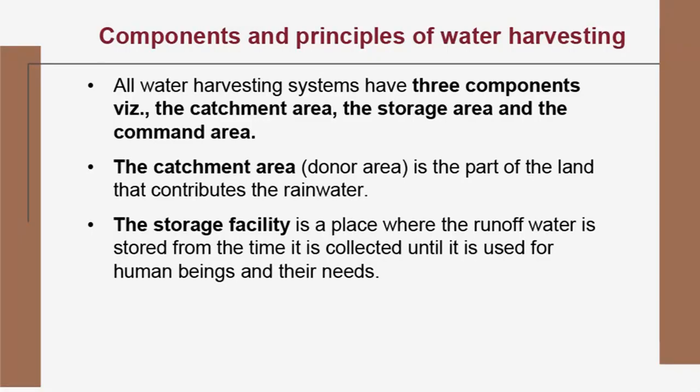Now, components and principles of water harvesting. All water harvesting systems have three components: the catchment area or the watershed, the storage structure and the command area. Catchment area is your donor area, from where water is coming. Water is getting collected and draining from a common place. And then the storage facility: you need some structure to store this runoff water. So the storage facility is a place where the runoff water is stored from the time it is collected until it is used for human beings and their needs.